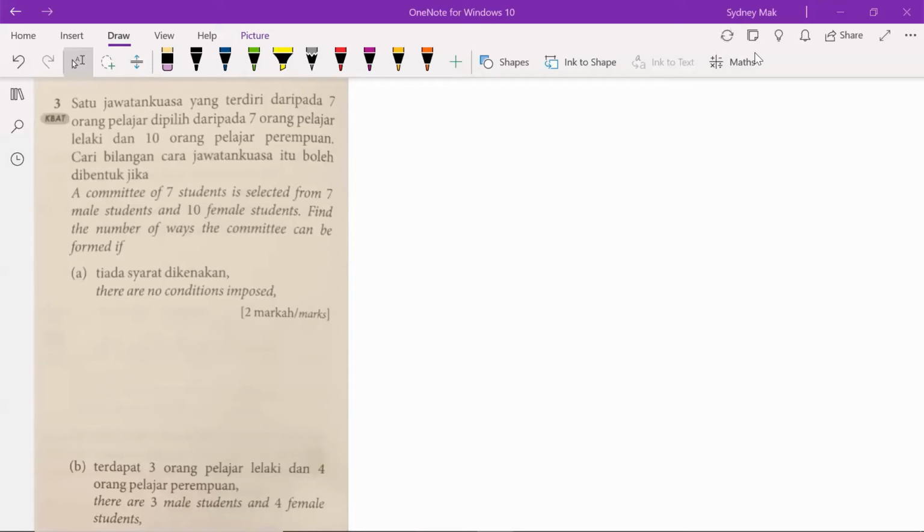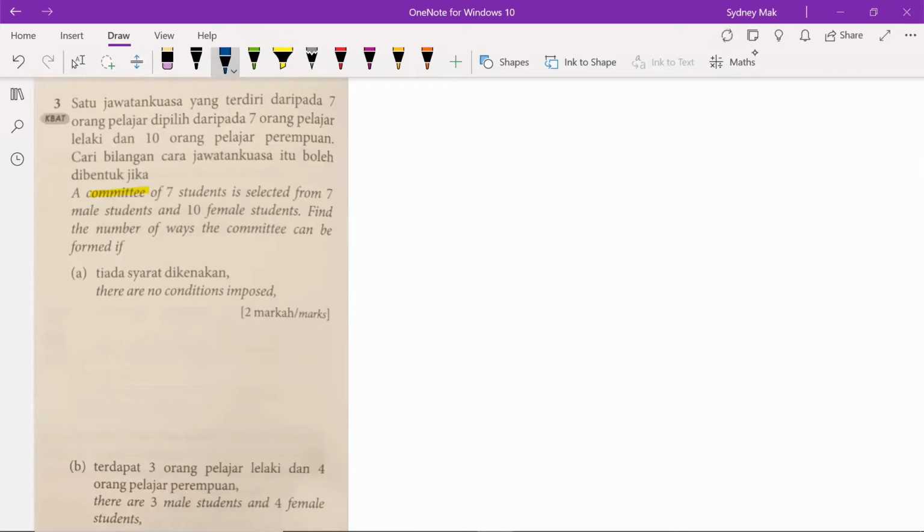Hi everyone, this is practice summative of chapter 4, paper 1, question number 3. A committee of 7 students is selected from 7 male students and 10 female students. When we see the keyword a committee, combination should come in place, most of the time.